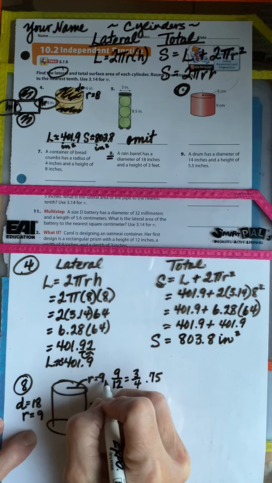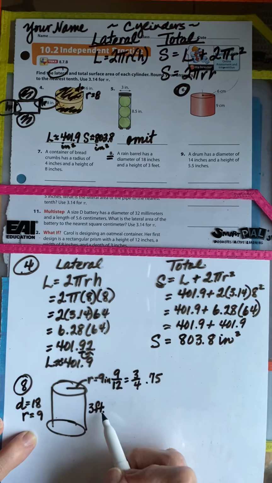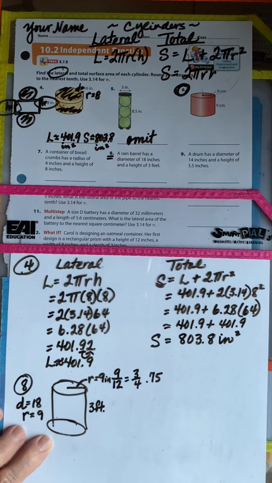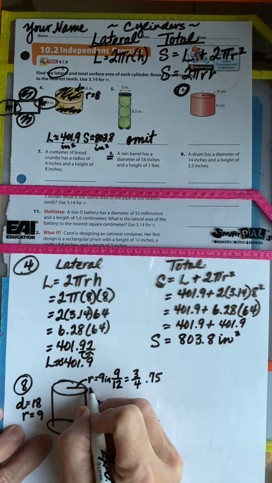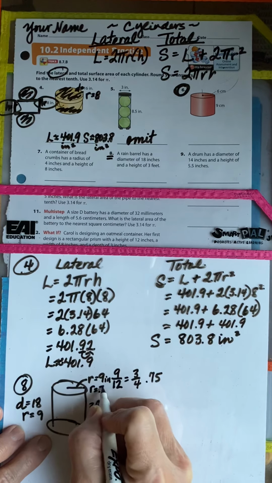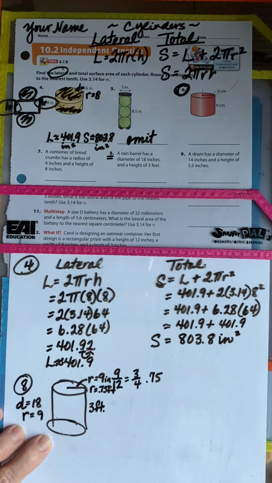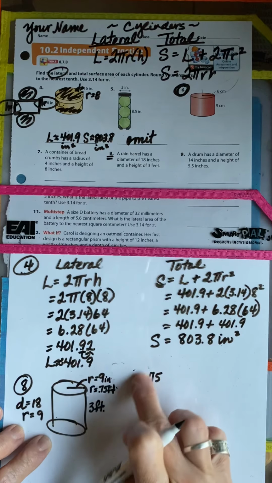So that was 9 inches. Well, we either have to convert our inches to feet or our feet to inches. And I say let's just stick with feet. So the radius is equal to 0.75 feet. All right. Agree? I'll take that off now.